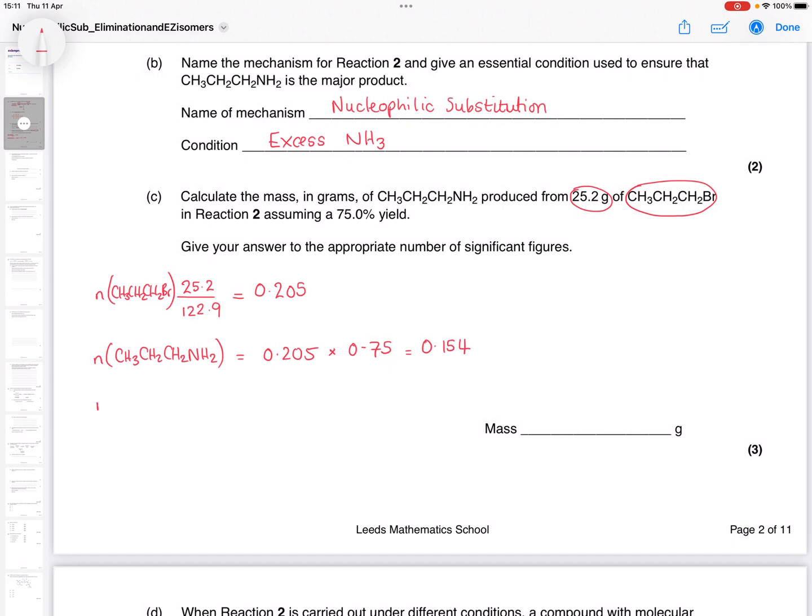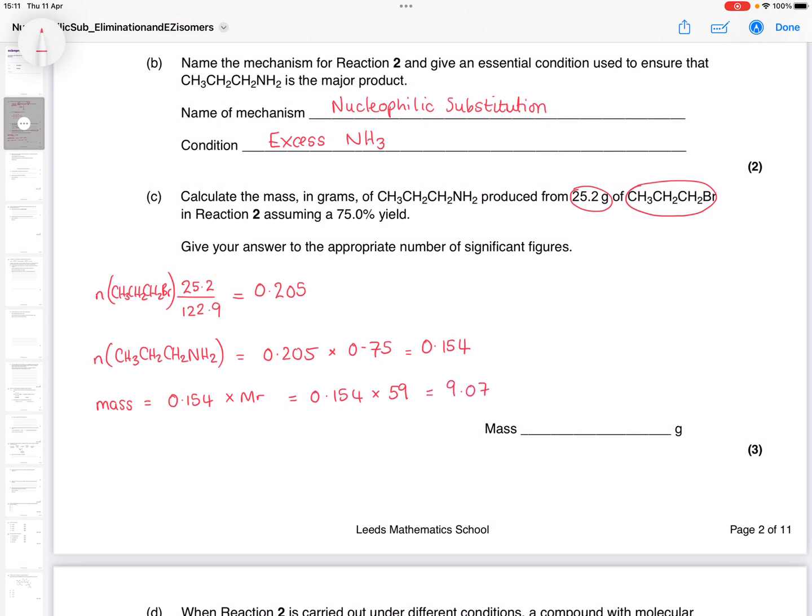So the mass is equal to the 0.154, the number of moles, times the MR of propylamine. So that's 1 nitrogen plus 3 carbons plus 3, 4, 5, 6, 7, 8, 9 hydrogens. So that is equal to 59. So 0.154 times 59. And the answer is equal to 9.07.